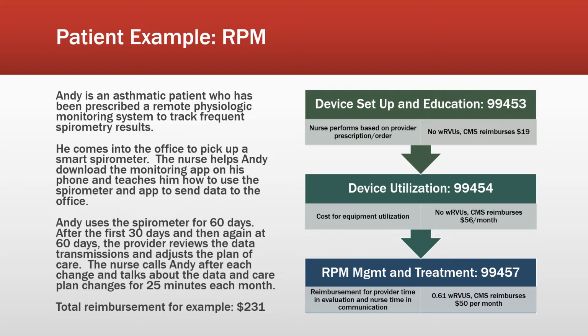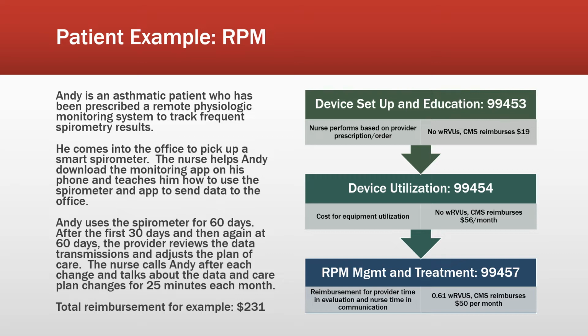Andy uses the spirometer for 60 days. After the first 30 days and then again at 60 days, the provider reviews the data transmissions and adjusts the plan of care. The nurse calls Andy after each change adjustment and talks about the data and care plan changes for 25 minutes each month. Now, all in, we're talking about a CMS reimbursement of $231. So, how do we get there?